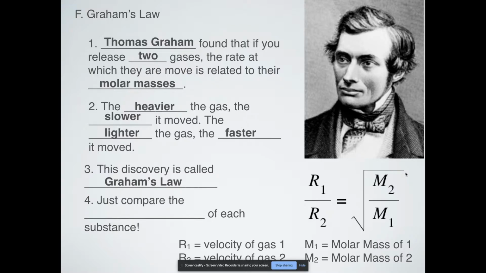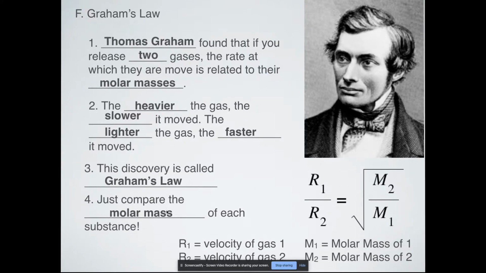Also, just as a little side note, if you have the square root of something like this, you can easily just do the square root of the top part divided by the square root of the bottom part. You don't need to write it typically like this. And like we said, you just compare the molar masses to each other.